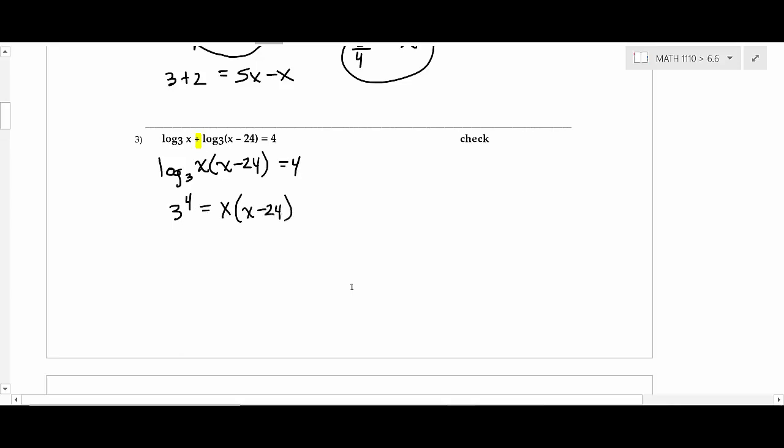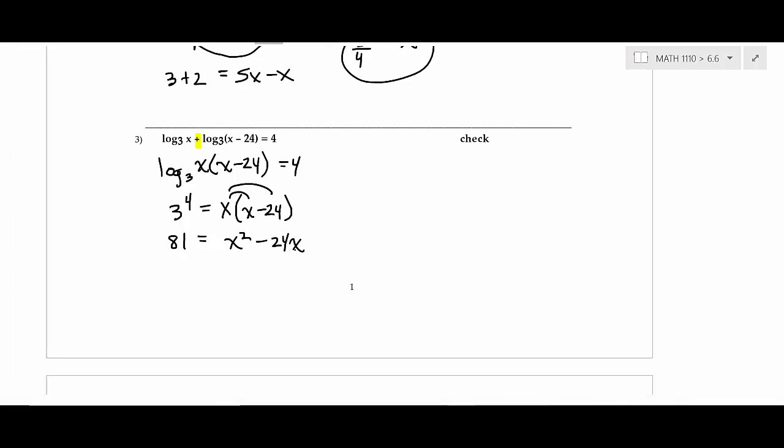Okay, so you got to use a property sometimes to solve these equations. If you work out 3 to the 4th, that's going to be 81. I'm going to multiply this out to get x to the 2nd minus 24x like that. Okay, now how do you solve that kind of equation? You've seen that lots of times this semester.